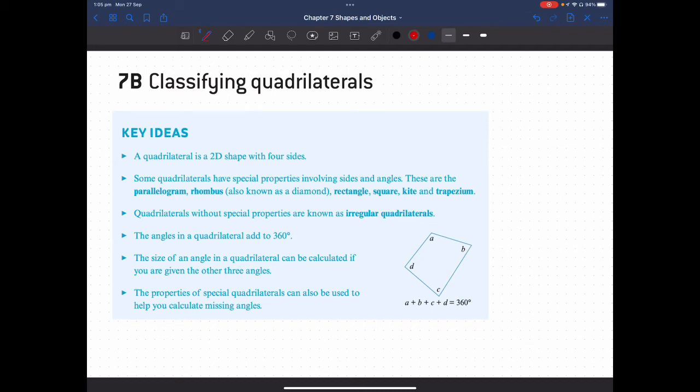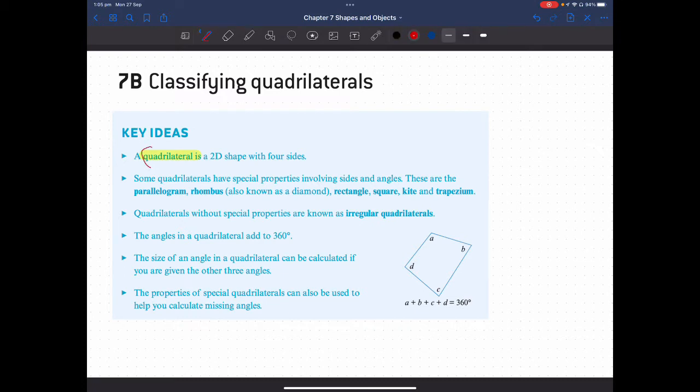In this video, we're going to be looking at classifying quadrilaterals. The first thing we need to do is identify what a quadrilateral is. The word quadrilateral I have highlighted in yellow.